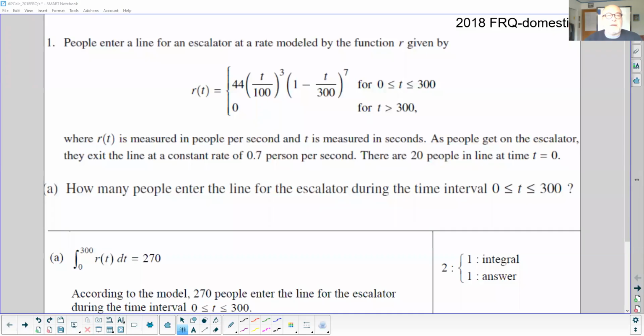Hello, everybody. I am going to be going through 2018 FRQ number 1, a famous escalator problem. I remember back when this question was given to students, and if you Google calculus escalator, there's some pretty beautiful memes out there, mainly done by the AP folks because they thought this question was extremely challenging.